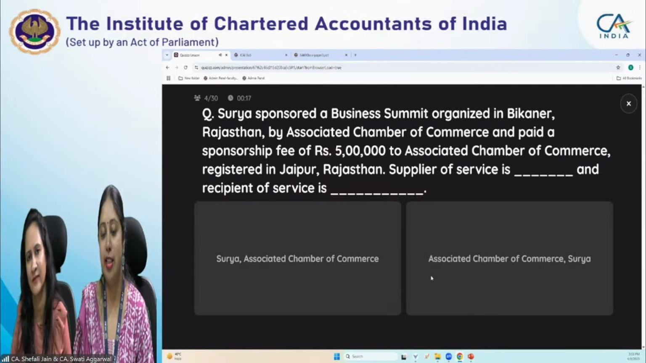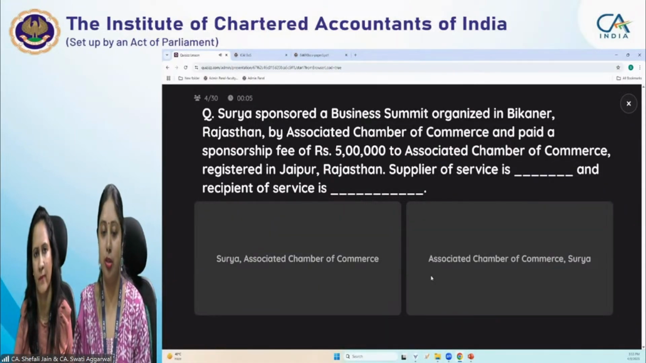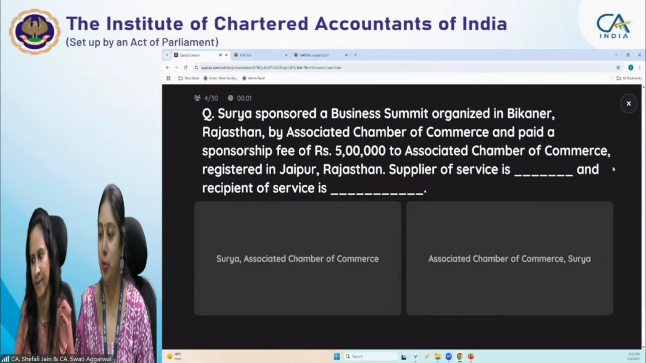Last few seconds left for this particular question. Who is the supplier? Who is the recipient? This is a very conceptual question, very basic question. And you should be knowing this question if you are appearing for the examination. Let us see how many of you, only 4 students have answered this.